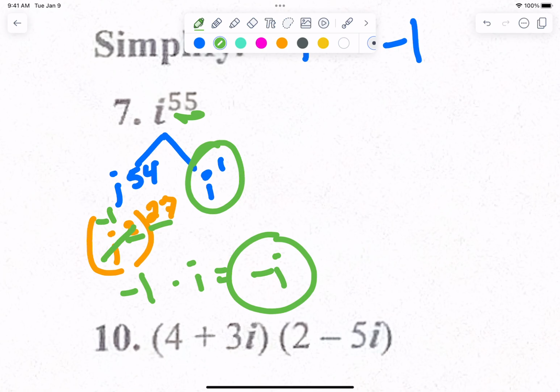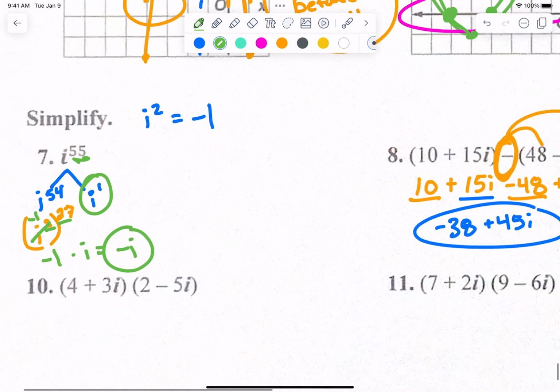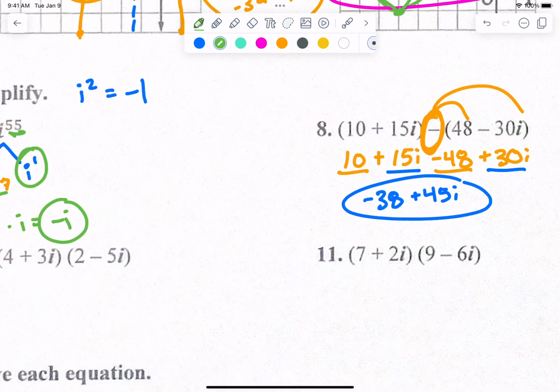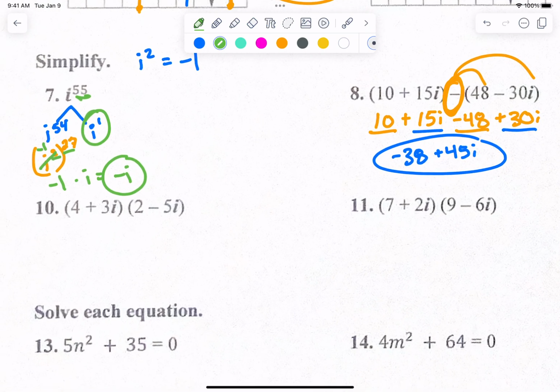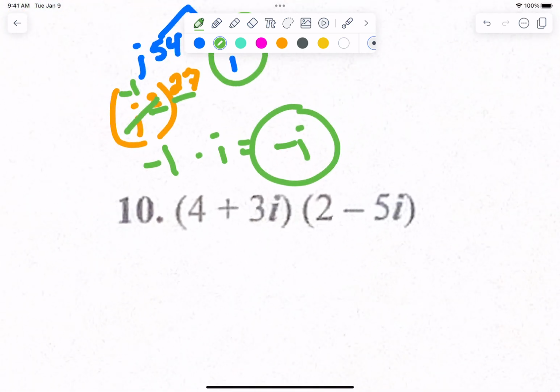Yep. Can you go back to 8 really quick? Yep. Thanks. All right, 10, 11. What do we do on 10 and 11? They're both the same. Foil. All right, are you guys ready to foil? I'm going to foil 10, and then you're going to foil 11 by yourself. Isn't it first, outside, inside, last? First, outside, inside, last. Let's do number 10 together. You do 11 on your own.